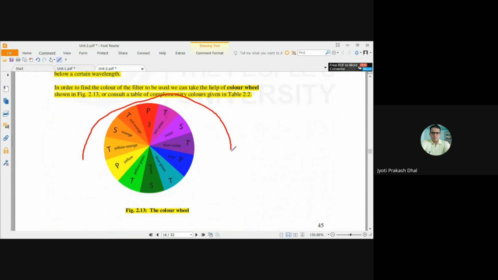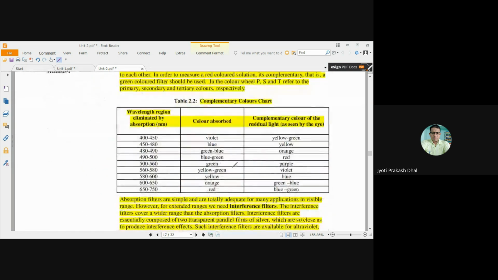That means if white light passes through the sample, and the sample absorbs red color from the white light, it will look green, its complementary, on the opposite side. If the sample absorbs blue color, it will look orange. If the sample absorbs yellow color, it will look violet. So if white light passes through the sample, and according to the characteristics of the sample it absorbs a particular color from the white light, it will look like its complementary color. That can be detected through the color wheel.